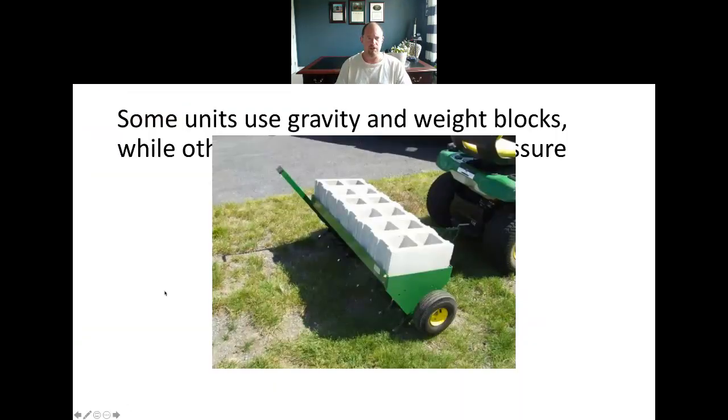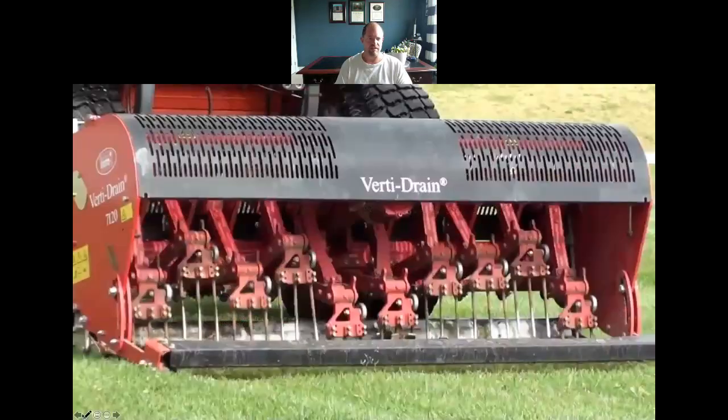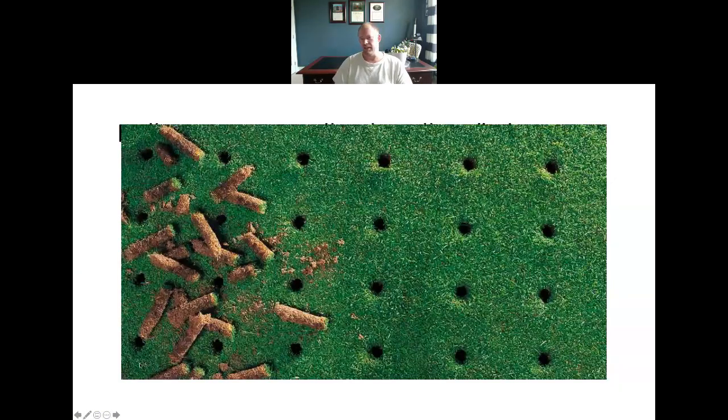You can also, with the rotary style or drum style aeration units, especially if it's tow behind, usually find a shelf on top where you can add ballast weight to increase that down pressure into the soil. So the cores themselves, basically, you can see here.